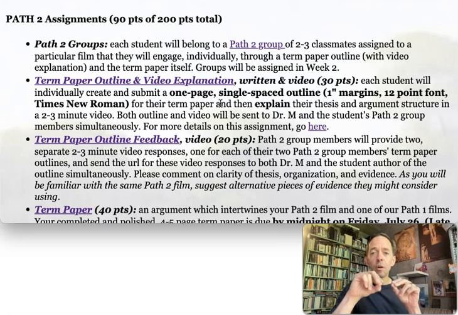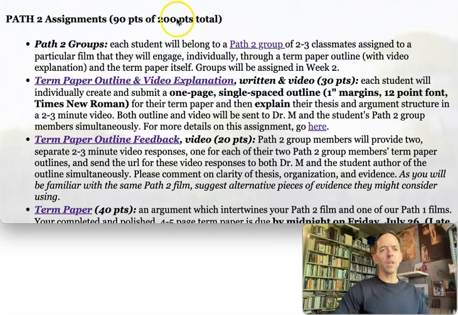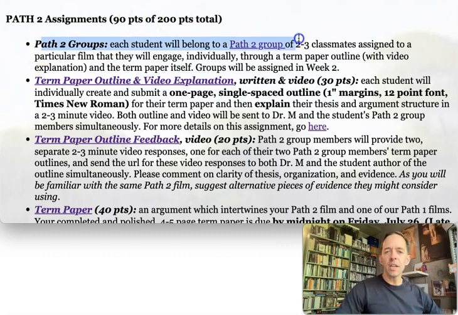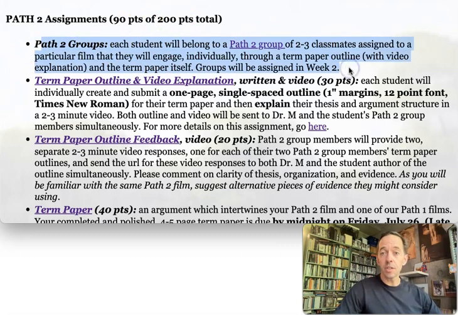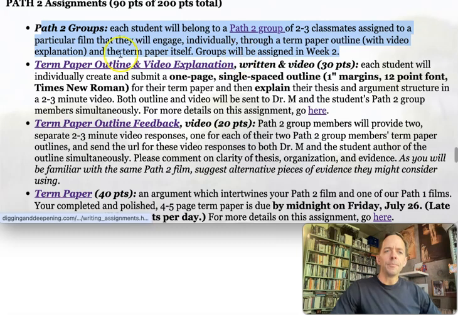Path 2 refers to what you as an individual are tackling in concert with 1 or 2 other students in what I call a path 2 group. Ideally, each group will have 3 students, though some will only have 2. These path 2 groups will be assigned in week 2, and there are options as to what these path 2 groups will be studying, but I'll show you the options in a little bit.